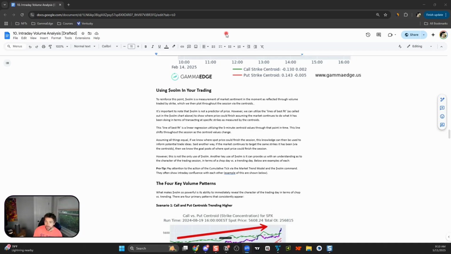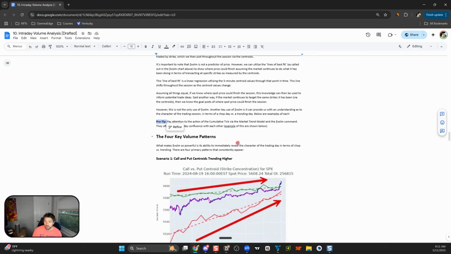Another key use of vol M is that it provides us an understanding as to the character of the trading session in terms of a chop day versus a trending day. We're going to go through each of those examples below. And just a quick pro tip, pay attention to the action of the cumulative tick via the market trend model and the vol M command. They often show intraday confluence with each other, and we're going to get into examples below.